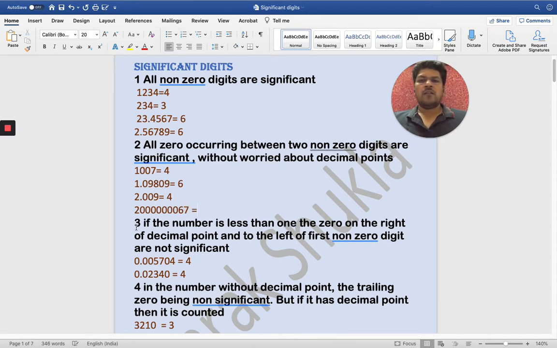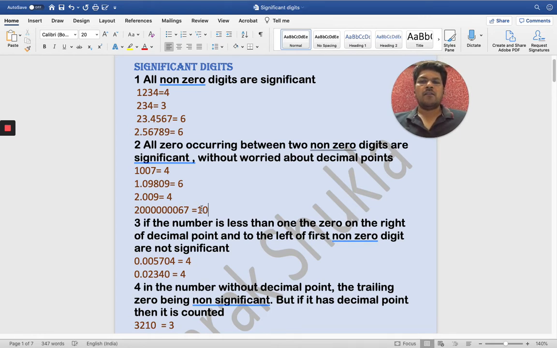Now we have 2, and then we have seven zeros. I have just told you not to be carried away by any number of zeros. That might be n number, but we have a total of seven zeros preserved between two non-zero digits, 2 and 6. So the total number of significant digits is 10.